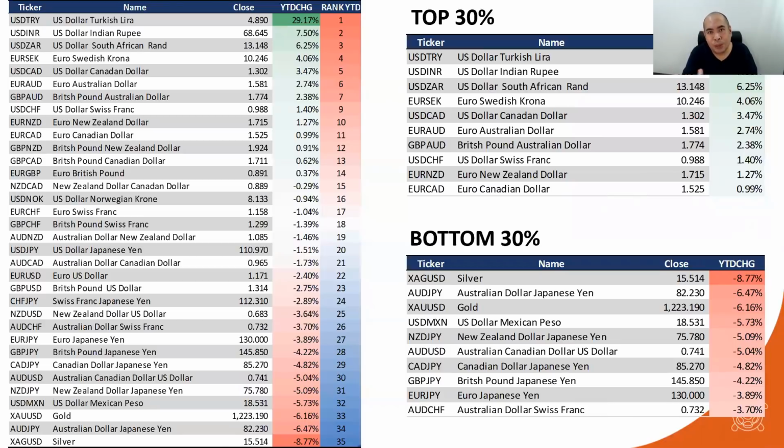Bottom half or bottom 30%, you should have been short. You should be short silver, AUDJPY, gold, USDMXN, and the likes. So again, year-to-date rankings, carve out top 30%, carve out bottom 30%, focus on them. That would already help you prioritize which ones you should be trading.